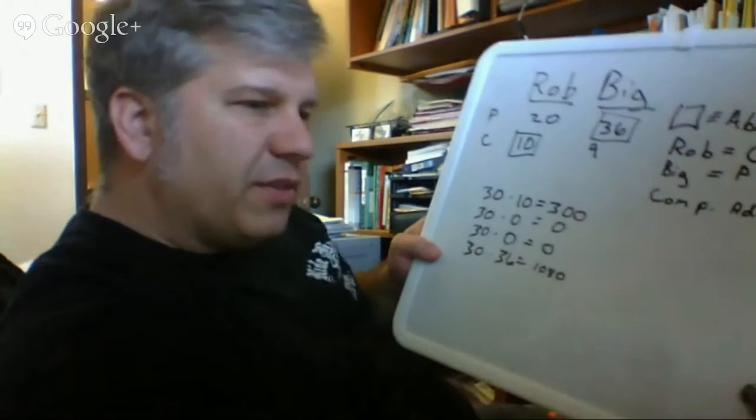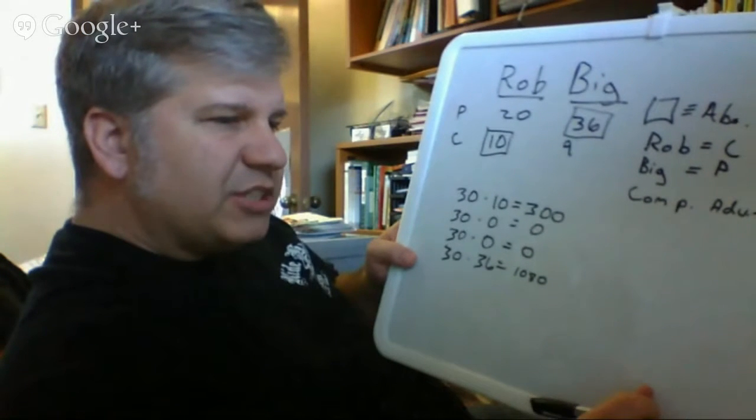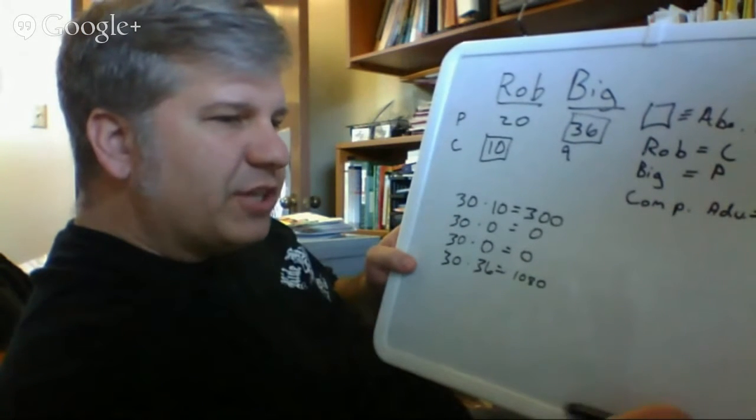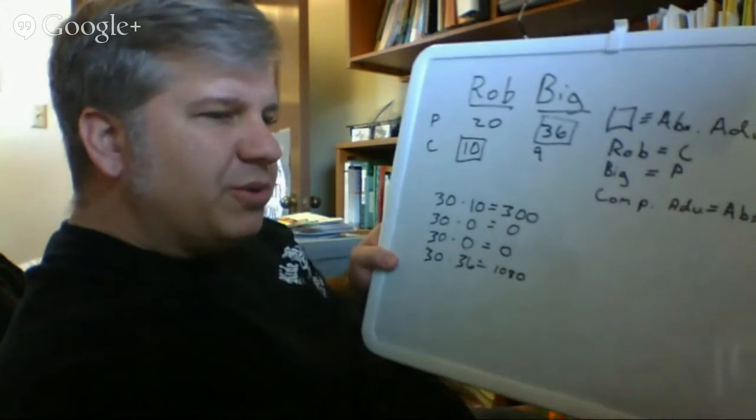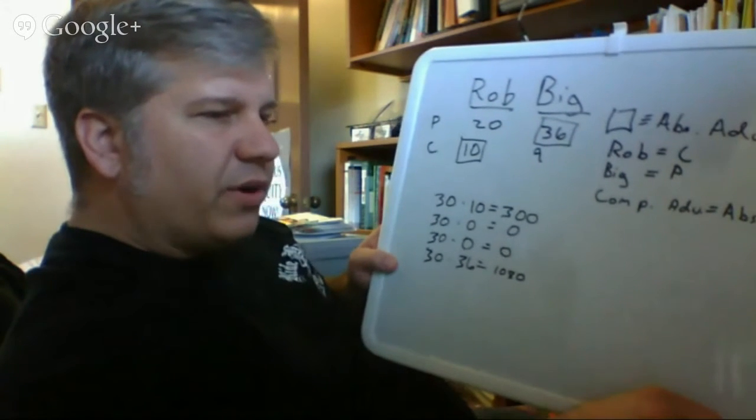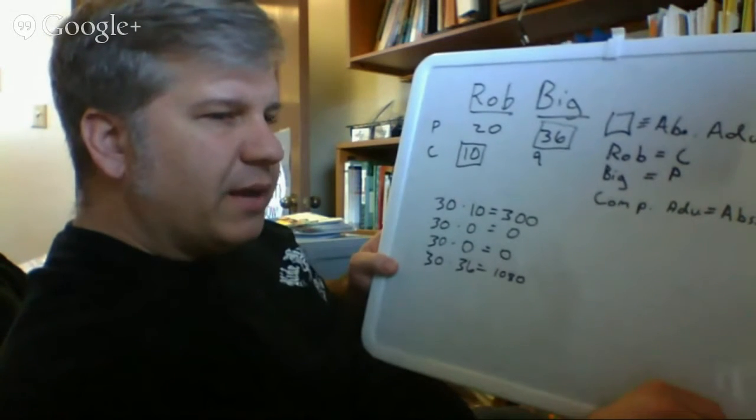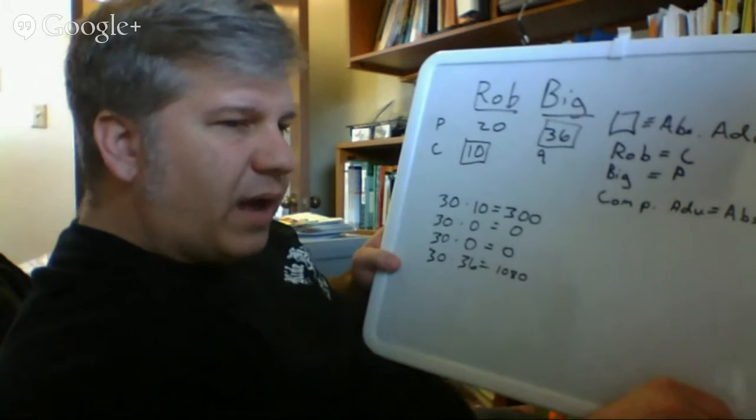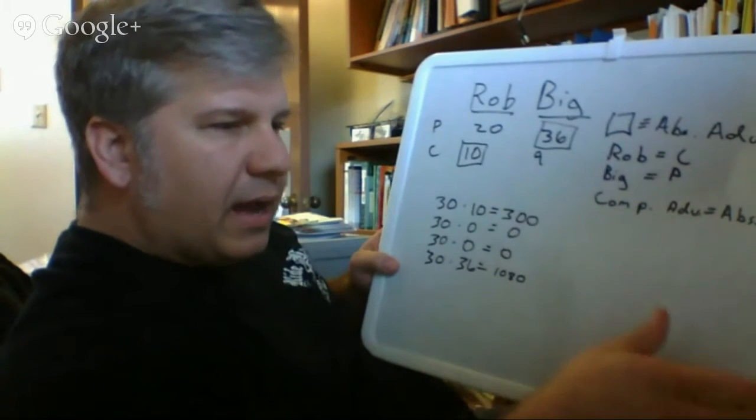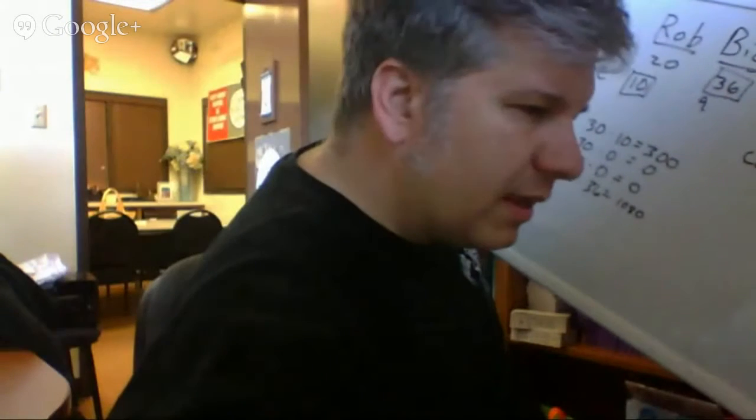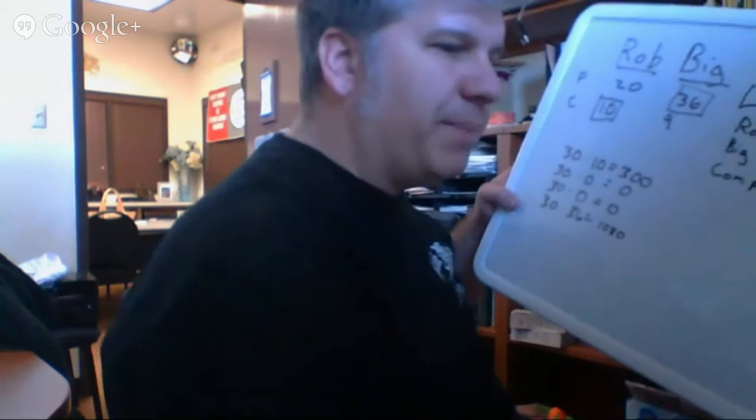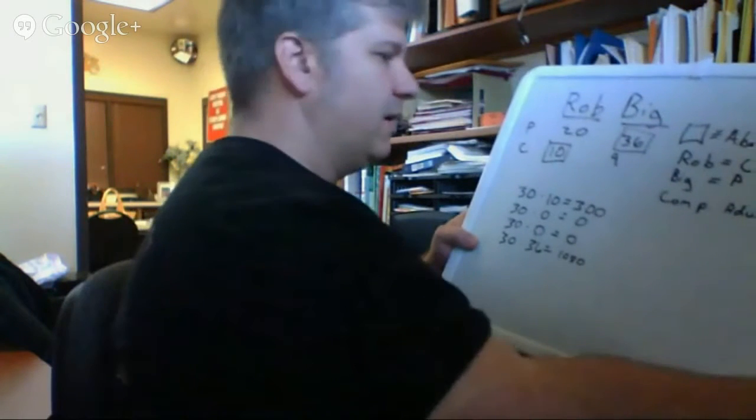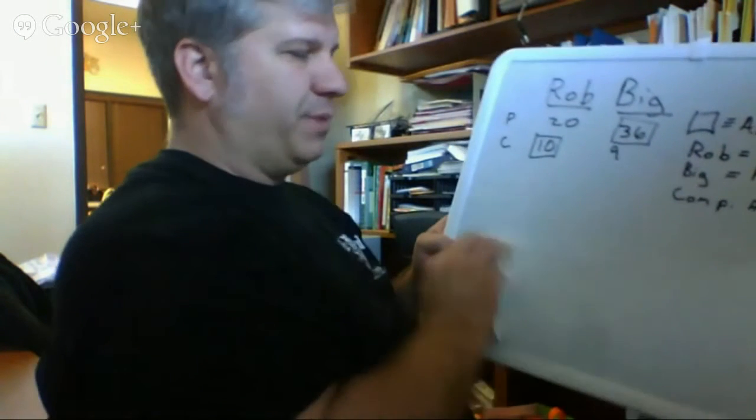So then the next part of the question is, after specialization, suppose that Rob and Big trade with each other, and Rob sends Big 213 cows. In order for Rob and Big to benefit from the trade, Big must send Rob more than how many pigs? So now we're looking at relative prices.